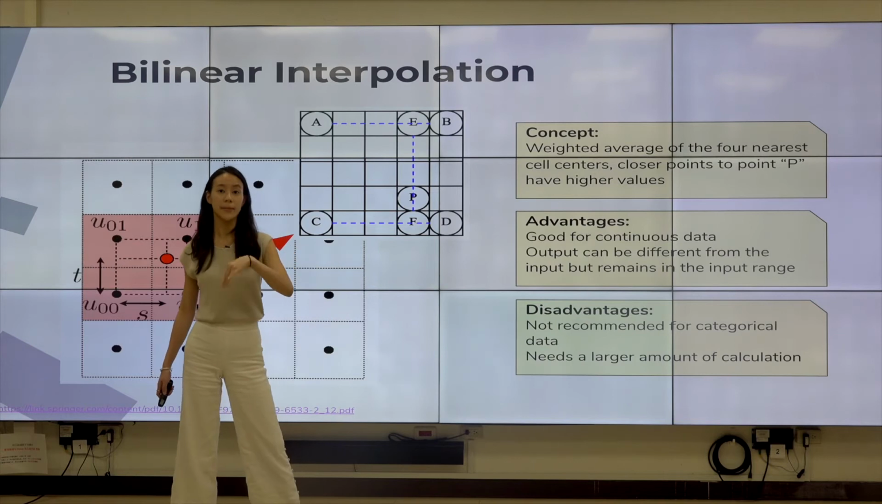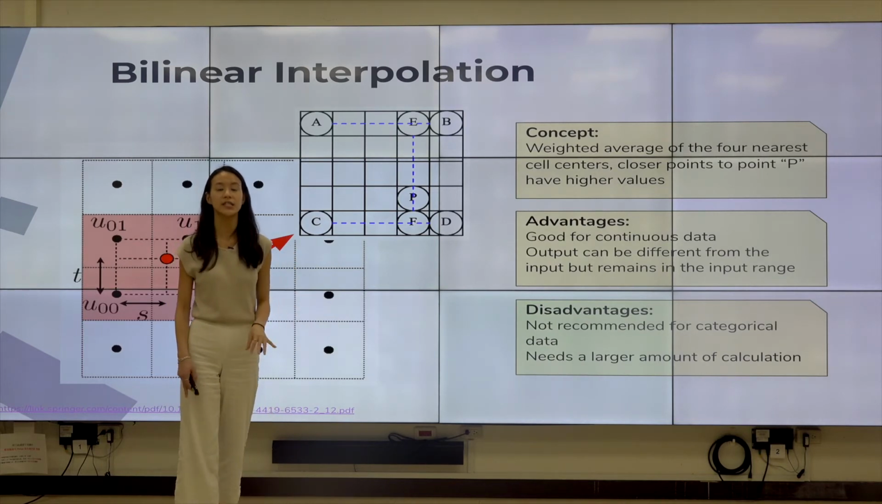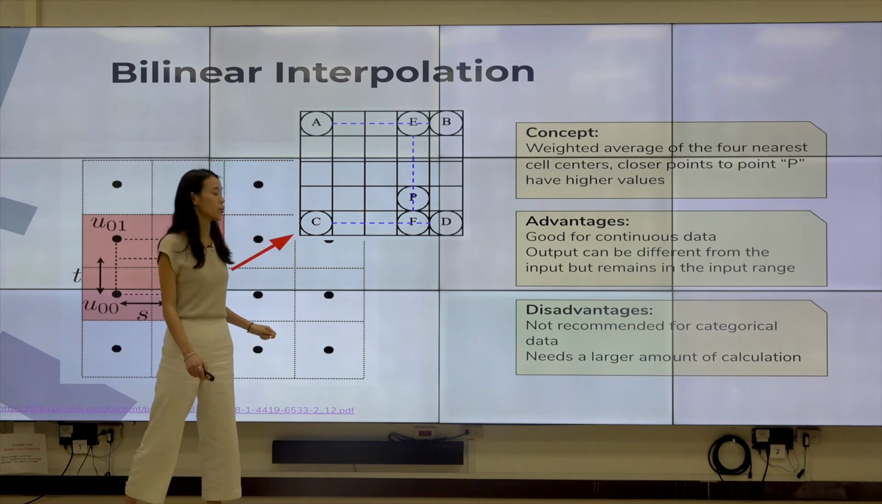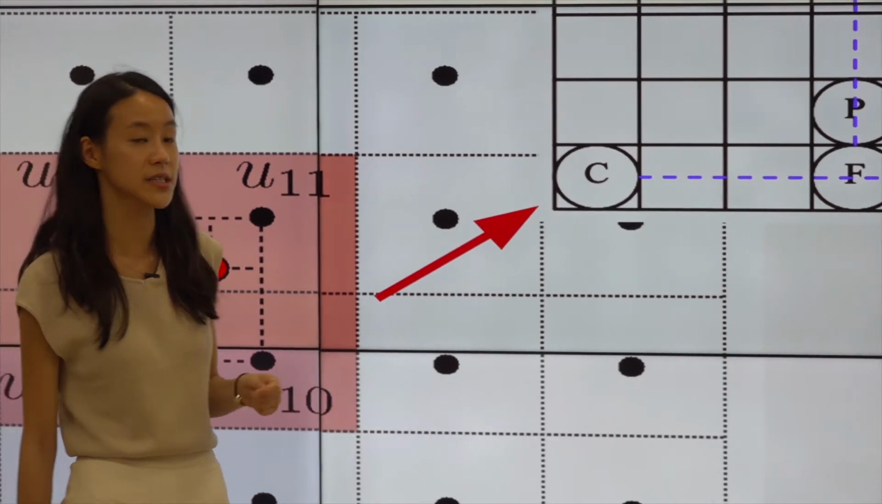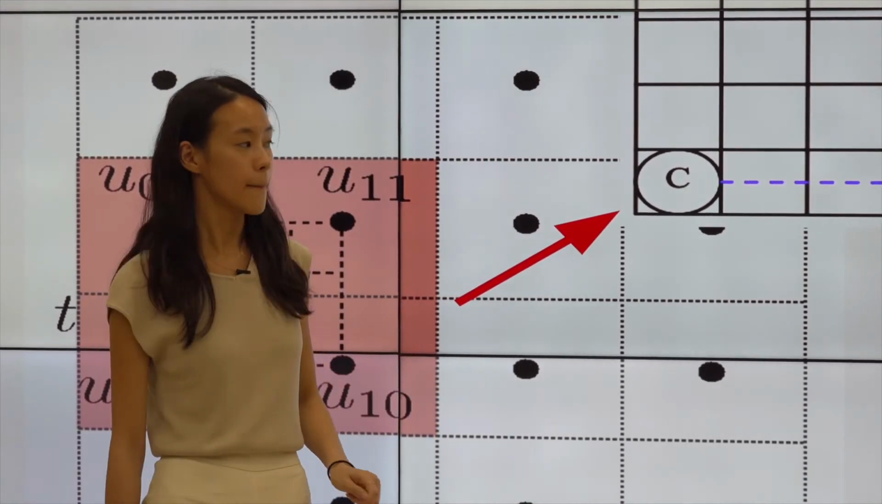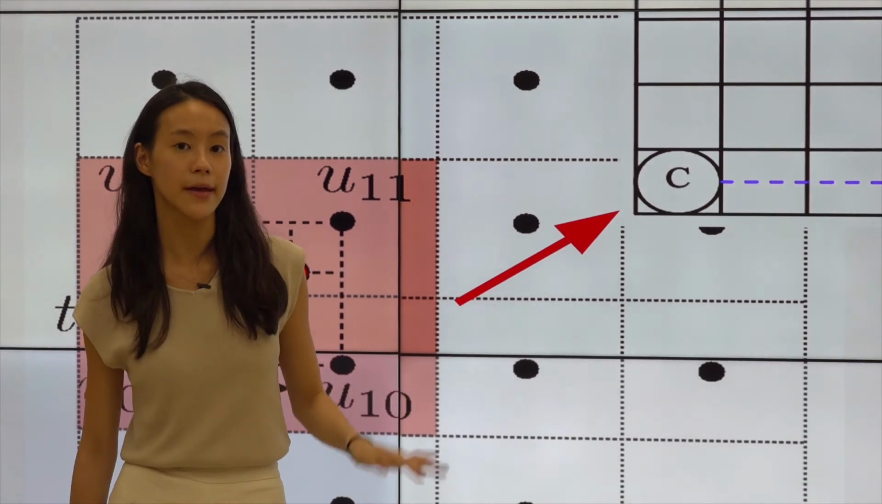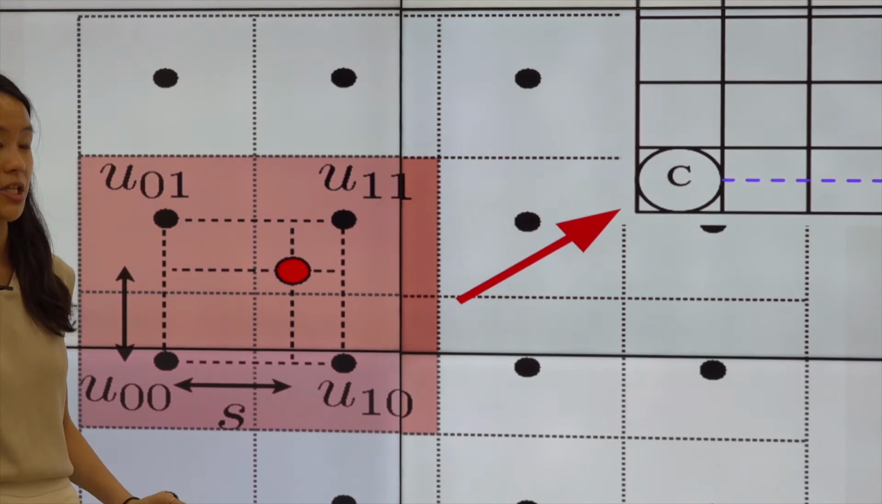When you add up all these values, you're able to determine your spacing relative to all 4 points or all 4 corners of the room. The advantage of this is that it is good for continuous data, and the output can be different from the input, but it remains within the input range that we originally had, which you will see in the visualization later.